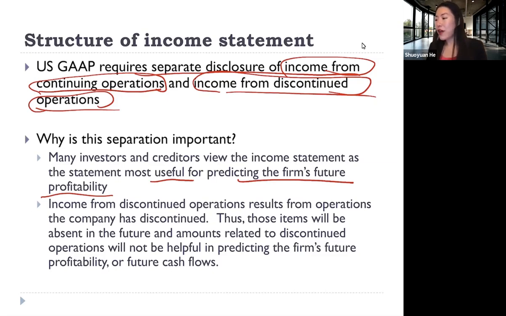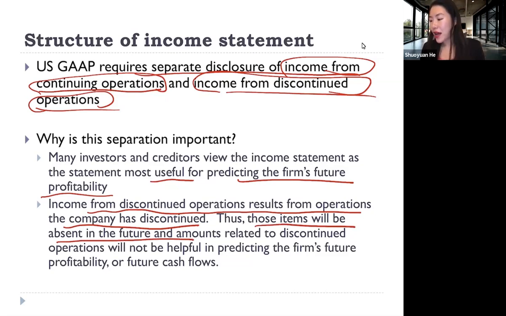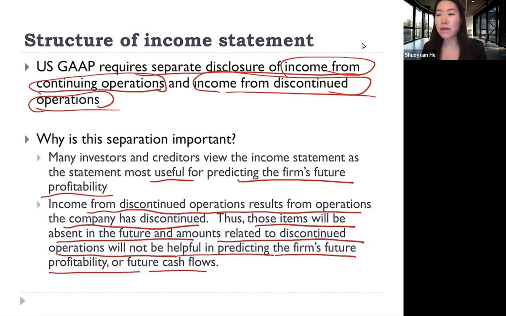So for investors, income from discontinued operations results from operations the company has discontinued, and thus those items will be absent in the future. They are not going to occur again, and the amounts related to discontinued operations will not be helpful in predicting the firm's future profitability or future cash flow. They will not happen again in the future, so they will not help us to predict the firm's future cash flow.